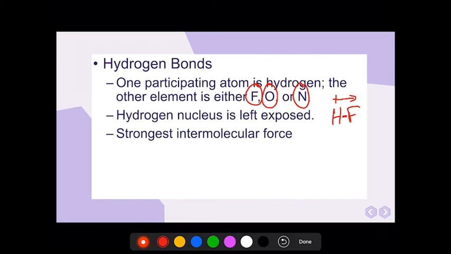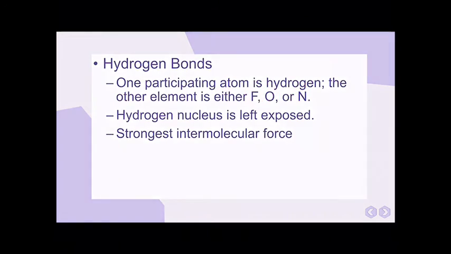But hydrogen bond, the key thing, and I'll put it back up here on the screen, the key thing is hydrogen bonds have to be bonded directly to fluorine, oxygen, and nitrogen. The hydrogen nucleus is left exposed. It's the strongest of all intermolecular forces. That's important also to get down in your notes. So make sure you take the time to do that. Again, I'll leave the slide up here for just a second so you can make sure you get those last points down. Hydrogen nucleus is left exposed, and it's the strongest of all intermolecular forces. All right, so moving right along here.